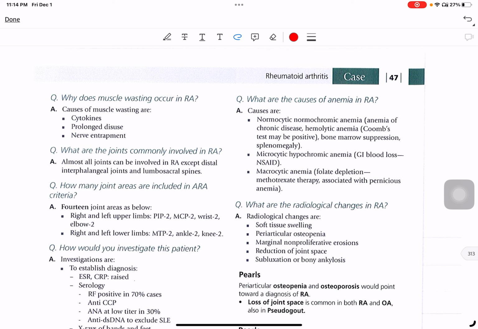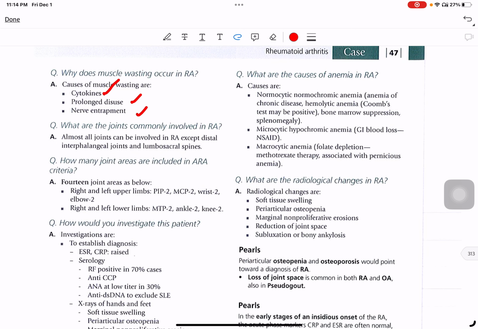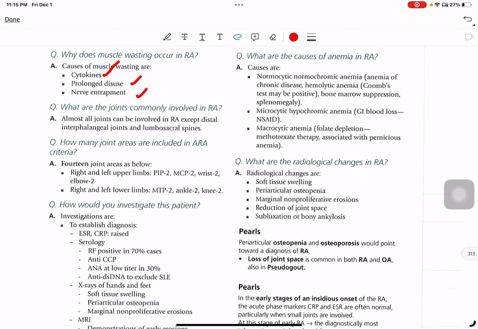Why does muscle wasting occur in rheumatoid arthritis? Due to cytokines, prolonged disuse, and nerve entrapment. What are the joints commonly involved in rheumatoid arthritis? Almost all the joints except the distal interphalangeal joint, the first carpometacarpal joint, and the lumbosacral spine.